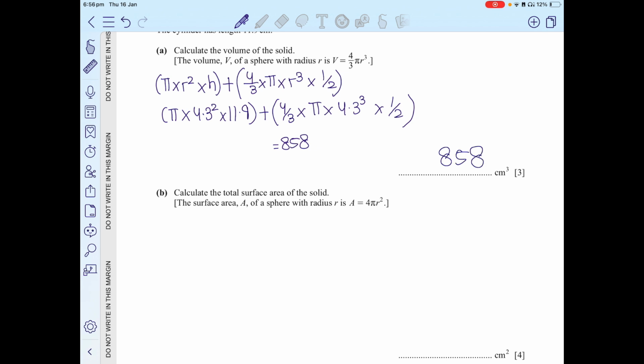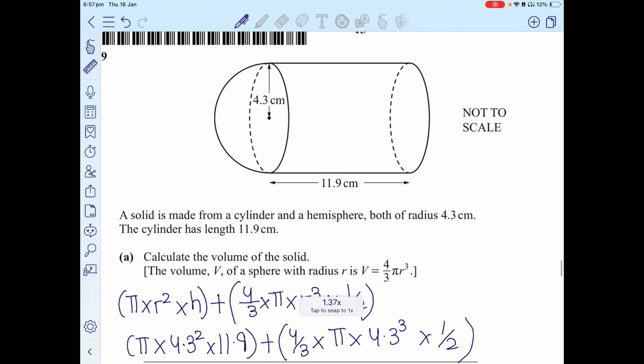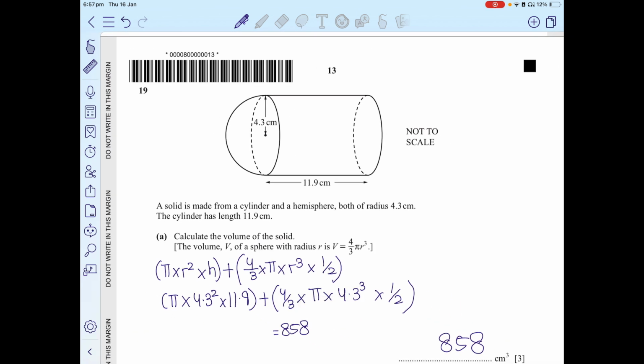The next question says calculate the total surface area of the solid. Surface area basically means the area on the outside. So that will include the outside area of the cylinder, the bottom of the cylinder, as well as the surface area of the hemisphere. So first of all, I'm going to find the area around the cylinder. In order to find the area around the cylinder, what I would do is multiply the circumference of the cylinder with the height, or length, of the cylinder.